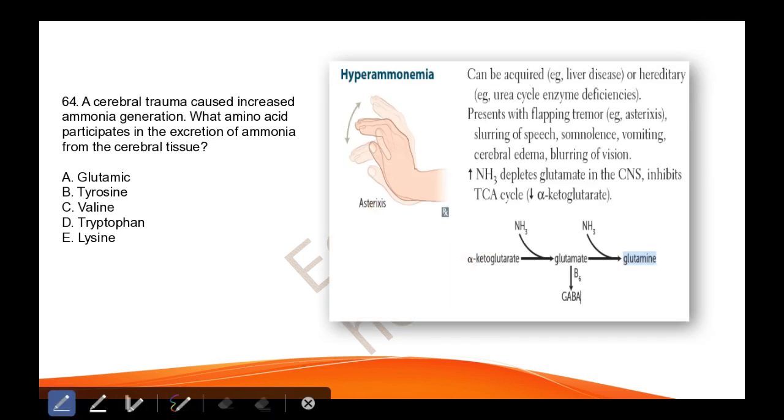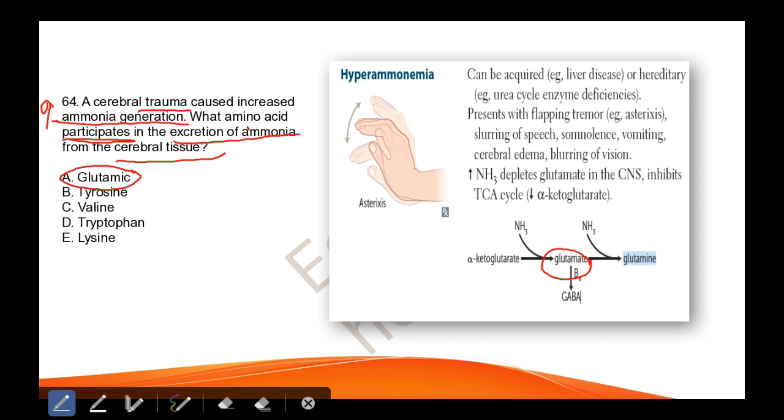In this question, we have a trauma that caused ammonia generation to increase. The amino acid that will participate in the excretion of ammonia from the cerebral tissue is glutamic acid, or glutamate. Glutamate and glutamic acid are the same, it's just that glutamate will be reduced with some ions to give glutamic acid.